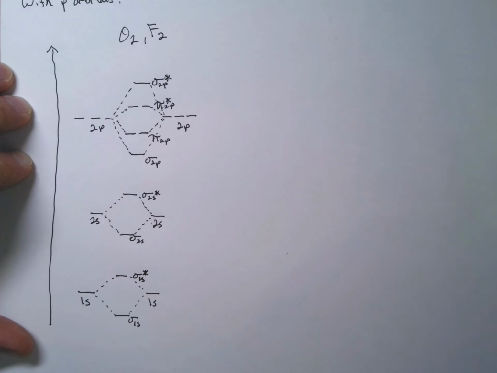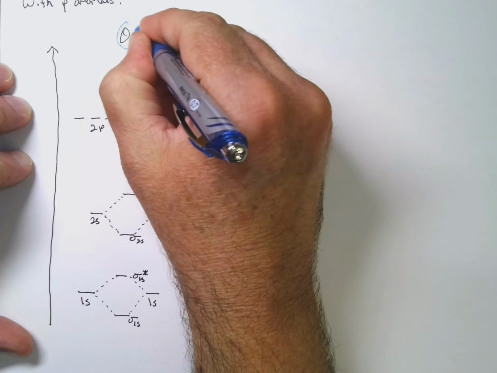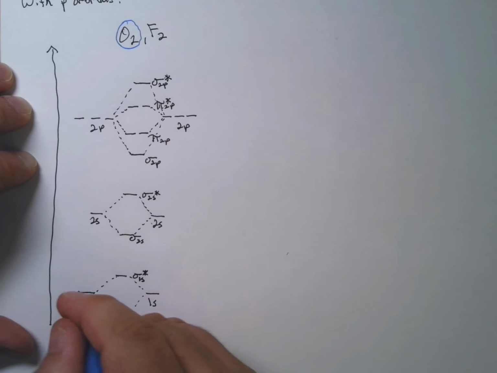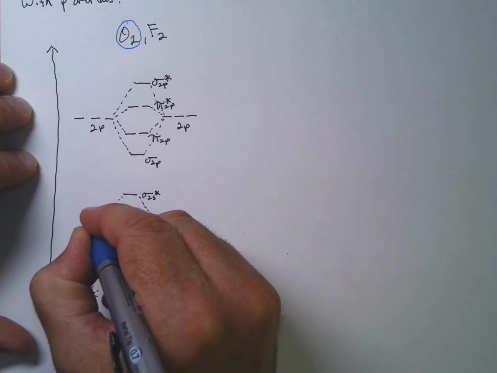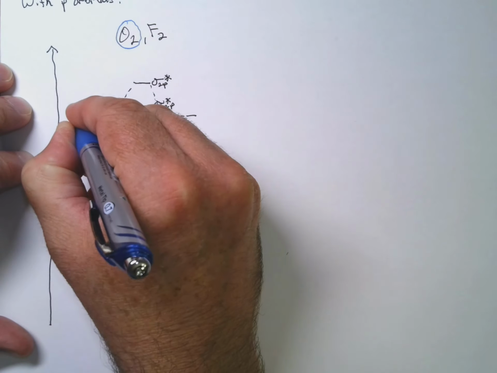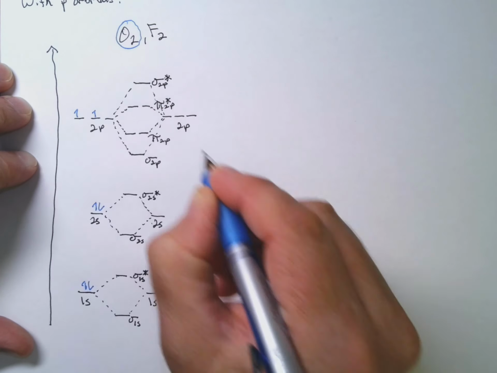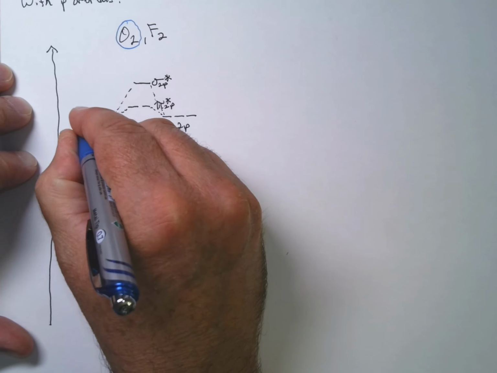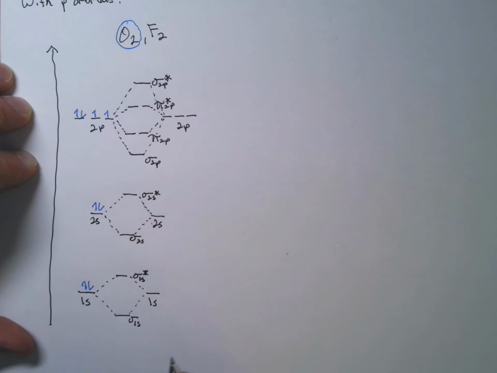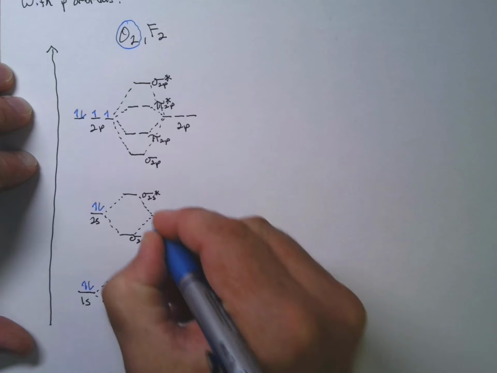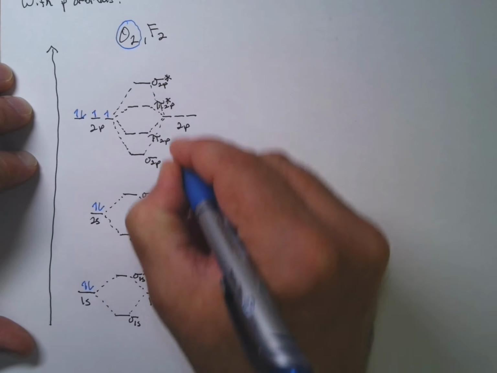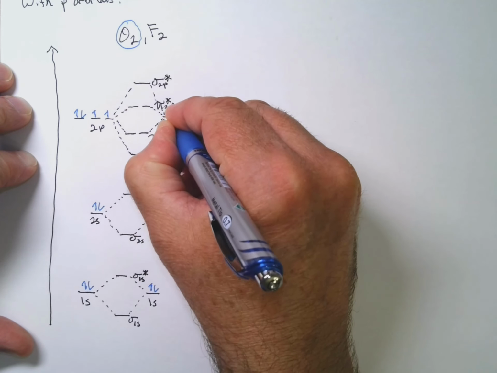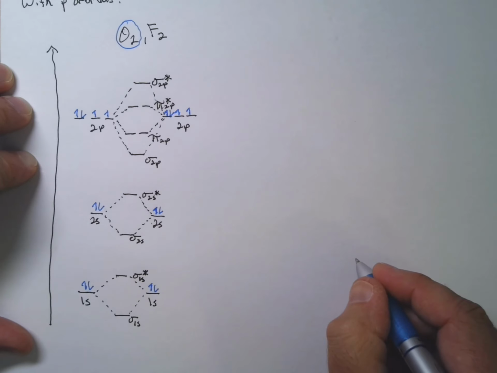In fact, if we wanted to, we could fill this in for oxygen. So oxygen has the 2 core electrons, 1, 2, and then 6 valence electrons, 3, 4, 5, 6. I don't need to count the core. So 1, 2, 3, 4, 5, 6. Hopefully you guys can see that in there.